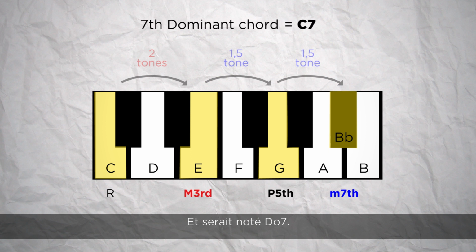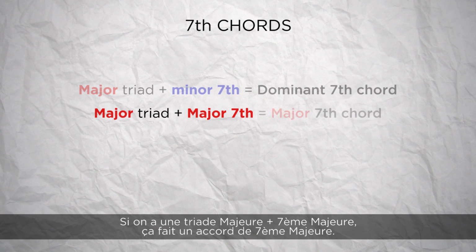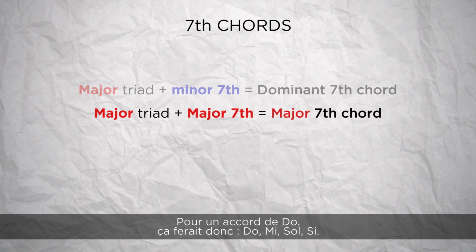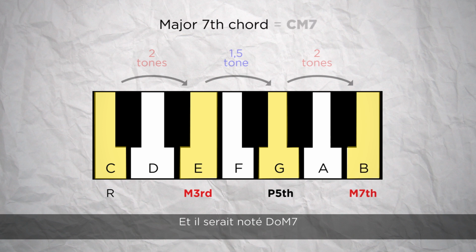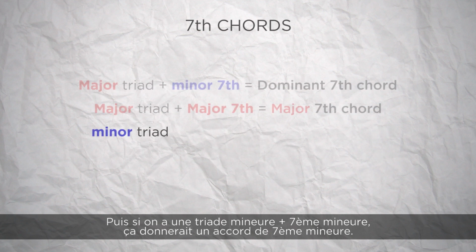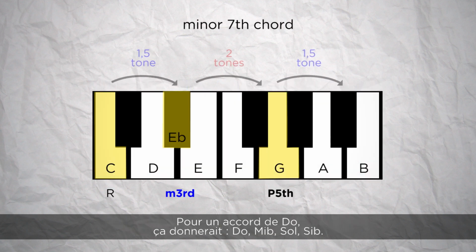If we have a major triad with a major 7th, they would make a major 7th chord. So for C, they would make C, E, G, B, and it would be noted C capital M7. Then if we have a minor triad plus a minor 7th, that makes a minor 7th chord. So for a C chord, there would be C, E flat, G, B flat.